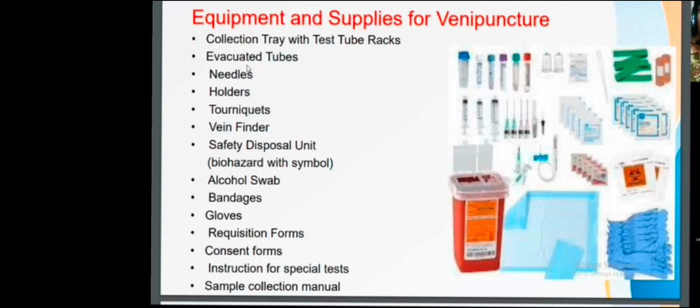What are all the equipment and supplies for vein puncture? Collection tray with test tube rack, vacuum tubes, needles, holders, tourniquet, vein finder, safety disposable units with biohazard stickers, alcohol swab, bandages, gloves, requisition form, consent form, instruction for special tests, and sample collection manual.